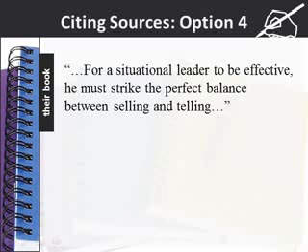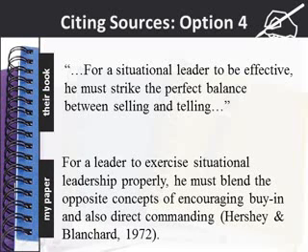Here's a fourth option where the author takes those ideas from the book and then writes a brand new sentence. It says, for a leader to exercise situational leadership properly, he must blend the opposite concepts of encouraging buy-in and also direct commanding. In this case, the idea still belongs to Hershey and Blanchard, and so that's why the citation's needed. But it's a brand new sentence. Again, it's been repackaged by the person who's writing the paper. A much more sophisticated way to get that idea in the paper. A lot better than simply swapping out the words. This would be a fourth, and in this case, a better option than that third option, of taking those ideas from the authors and blending them into my paper.